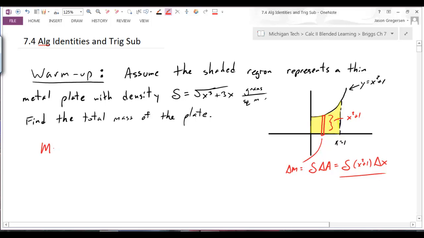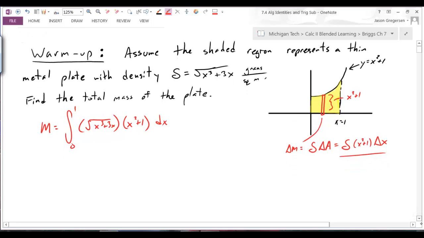To find the total mass, I am just adding all those slices up. The density is the square root of x cubed plus 3x, times my x squared plus 1 for the height, times the thickness, adding them all up from x equals 0 to x equals 1. That's the setup. Now I said in this case we can actually do the integral. Yikes. How do we do this integral?